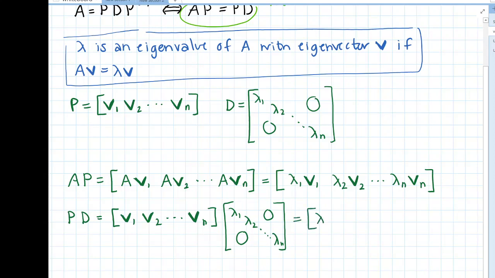You're going to get lambda 1 times v1. You're going to get lambda 2 times v2, lambda n times vn. So the point being, you get the same thing either way, right? These are the same.